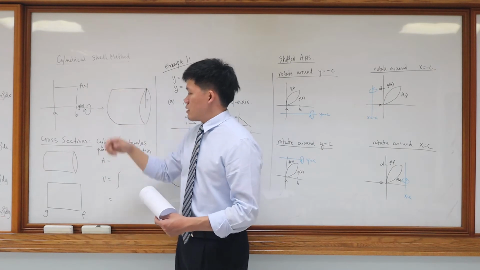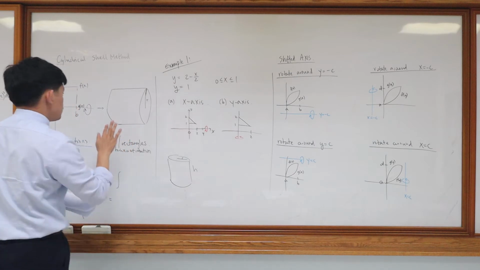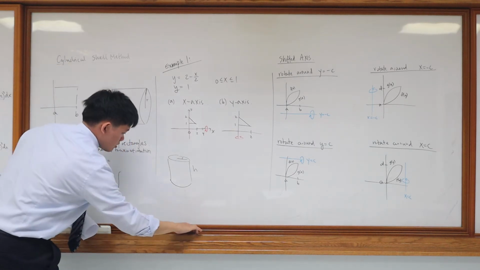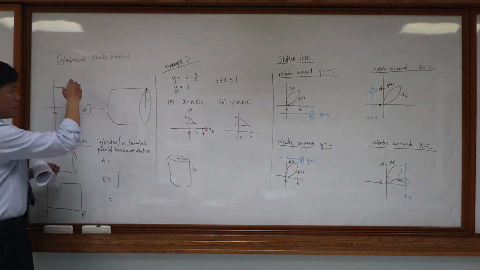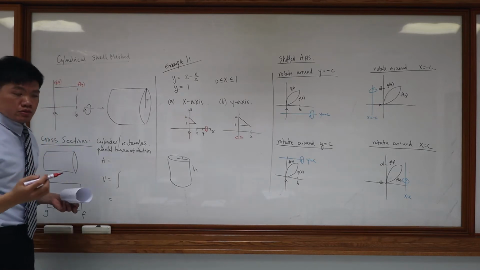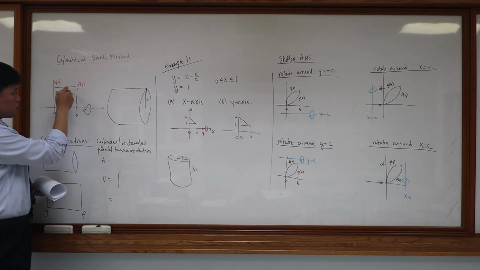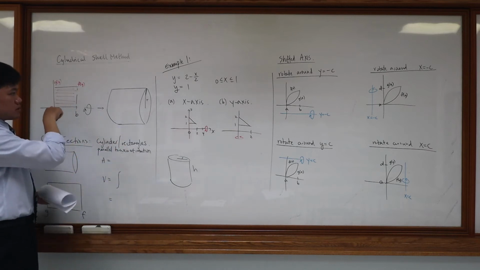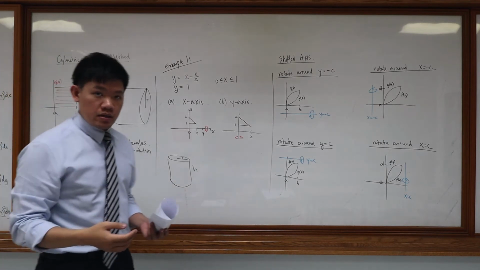Now, the cylindrical shell method is different. Since it's parallel, that means instead of using f and g, we're going to use the top function and the bottom function. It's going to be f of y and g of y, because I am integrating with respect to y. So that means it has to be parallel, so it looks like this. That's what you want to think about. Now, in this diagram here, f of y minus g of y is going to be the height of my cylinder.